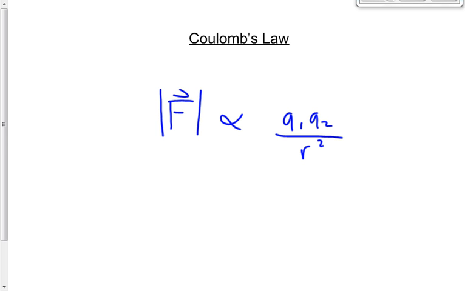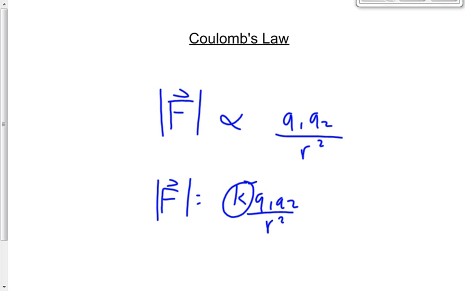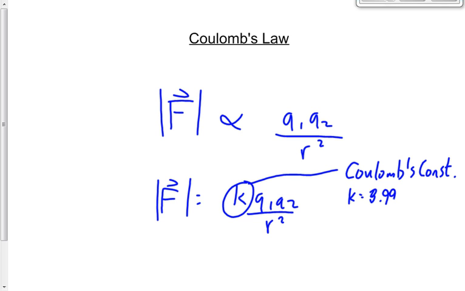Now, if you remember from math class, when you deal with proportionalities, if F is proportional to Q1 Q2 over R squared, then it's equal to a constant times Q1 Q2 over R squared. That constant we're going to call K, Coulomb's constant. The value of Coulomb's constant is 8.99 times 10 to the 9 Newton meters squared per coulombs squared.